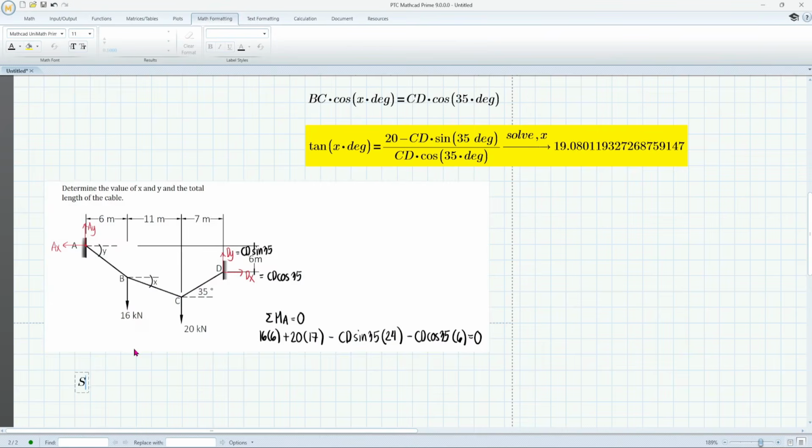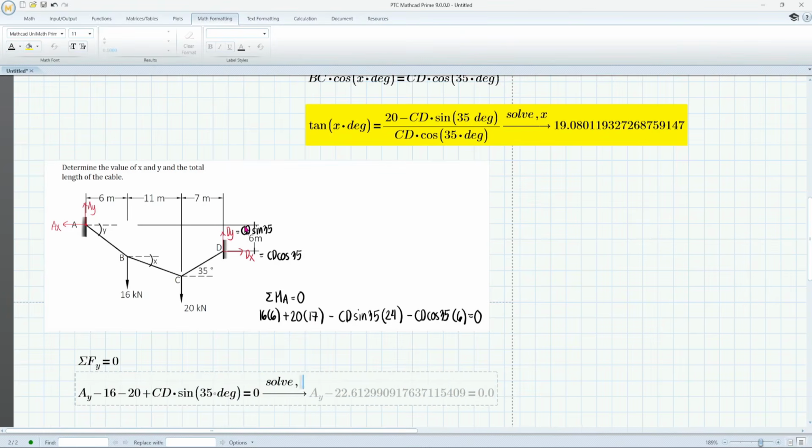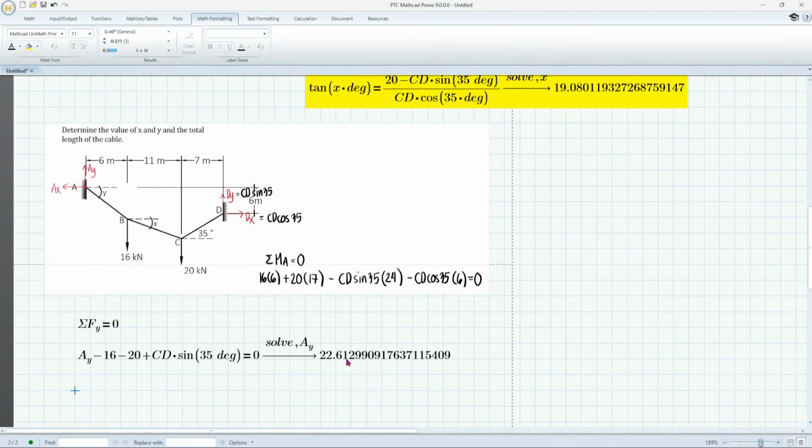So, to solve AY, sum up forces along y equal to 0. So, we have AY acting upward, positive. Then, 16 and 20 both acting downward. Minus 16, minus 20. Then, plus DY, which is CD sine of 35 degrees. Equal to 0, then we will solve AY. So, we have 22.613.